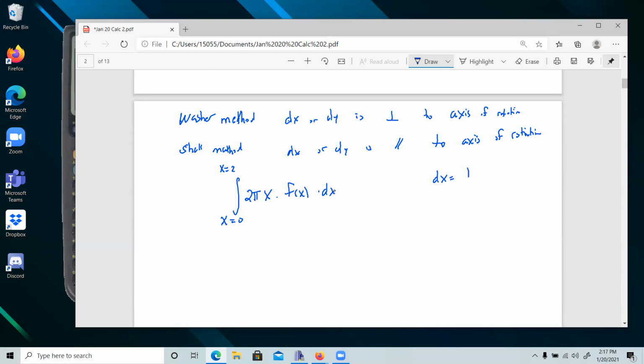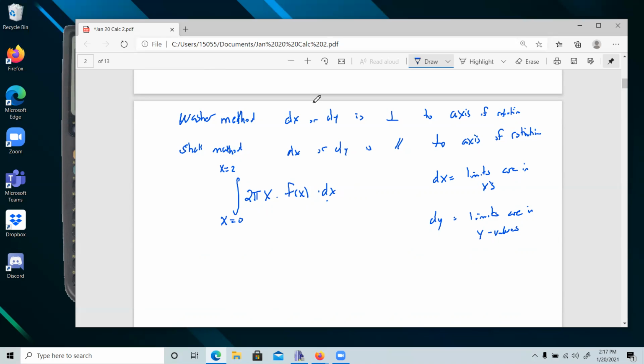dx limits are in x's, dy's limits are in y values. Okay, so again, we're trying to make sure they match up so that you're sure that you have the right technique and you're setting things up properly, making sure everything is related to each other.